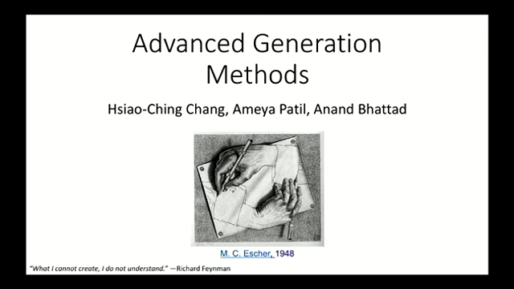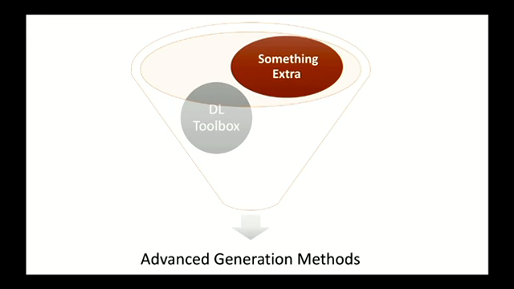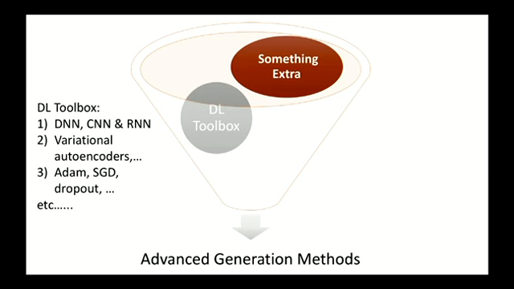Next slide. So what we have been doing till now in the course is we were learning about the deep learning toolbox, which is essentially deep neural networks, convolutional neural networks, RNNs, variational autoencoders, and how to train them. So from now onwards, we'll put all these techniques into this box of the DL toolbox. All are accessible to us. We can pick the way we want.